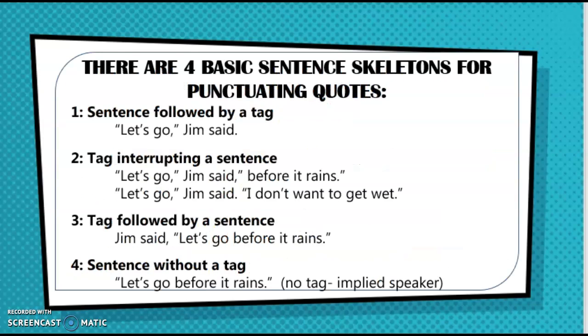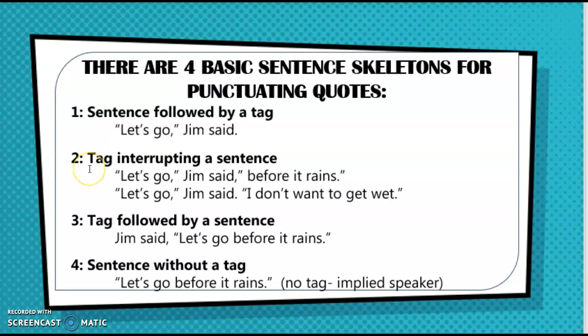When we think about punctuating quotes, there are basically four different types of sentences that we're going to see. The first one is a sentence followed by a tag. A tag is the "Jim said," "I said," "Sally said," something along those lines. So you'll see here, in quotes, it says, "Let's go," comma, end quote, Jim said.